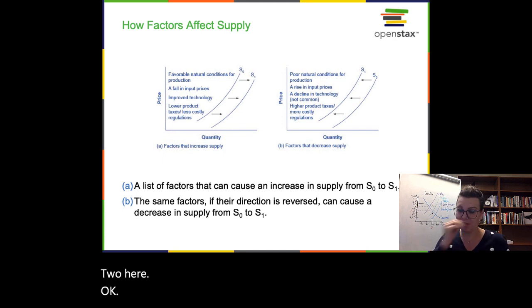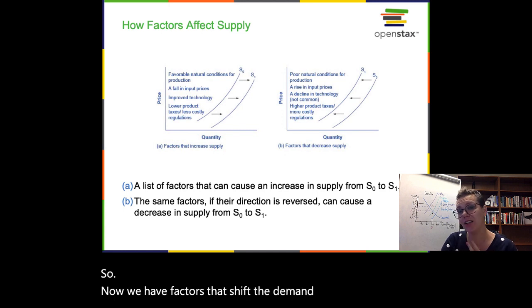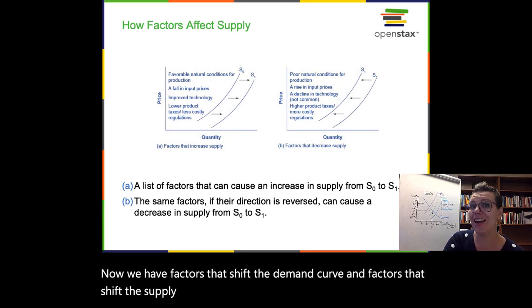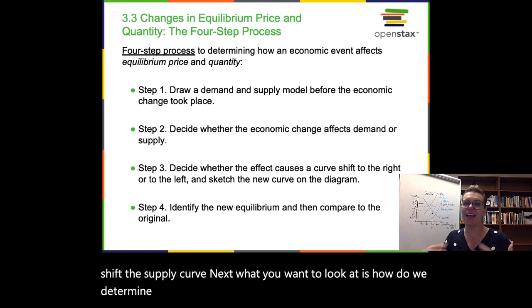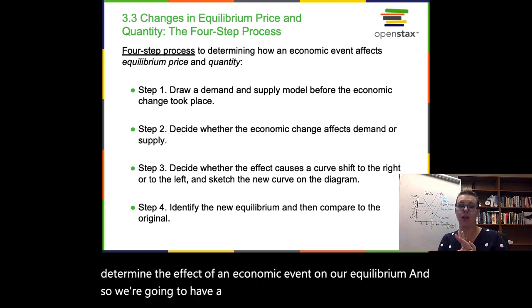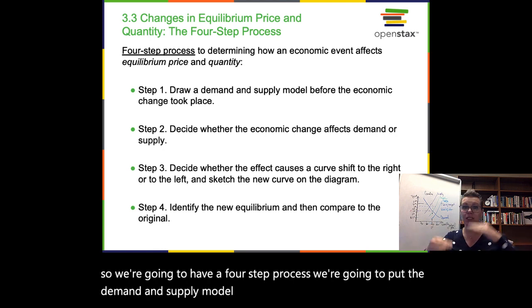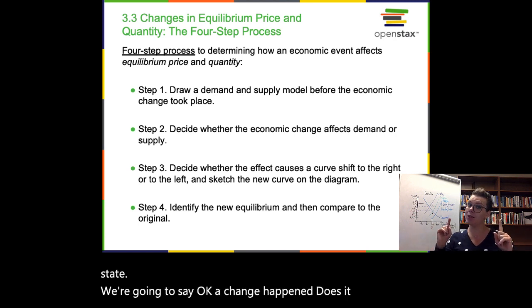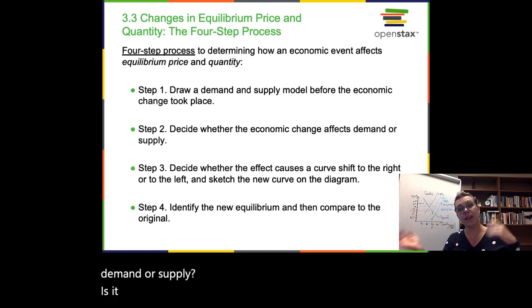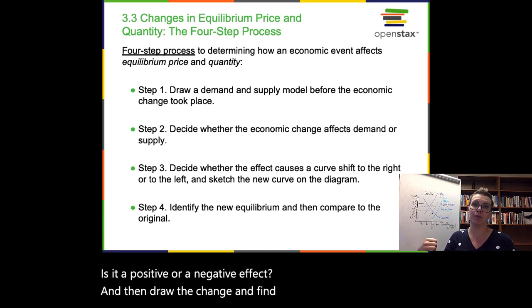Okay? So now we have factors that shift the demand curve and factors that shift the supply curve. Next, what we want to look at is how do we determine the effect of an economic event on our equilibrium? And so we're going to have a 4-step process. We're going to put the demand and supply model in equilibrium in its original state. We're going to say, okay, a change happened. Does it affect demand or supply? Is it a positive or a negative effect? And then draw the change and find the new equilibrium.